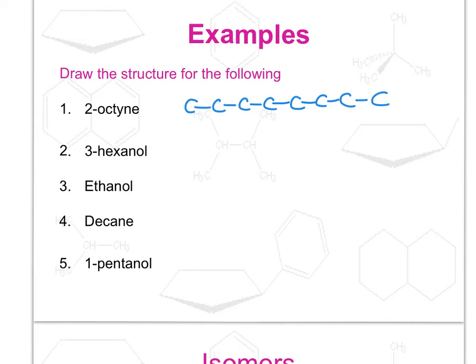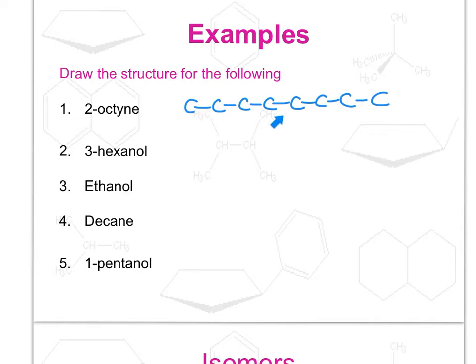Okay? Then I look at the ending, and it's "yne." What does that tell me? That tells me that it's a triple bond. Great. Well, there's a lot of places where I can put a triple bond, right? So then I say, oh, let me look at the front and try to figure out where that triple bond is. So it says 2-octyne. That means it's on carbon number 2.